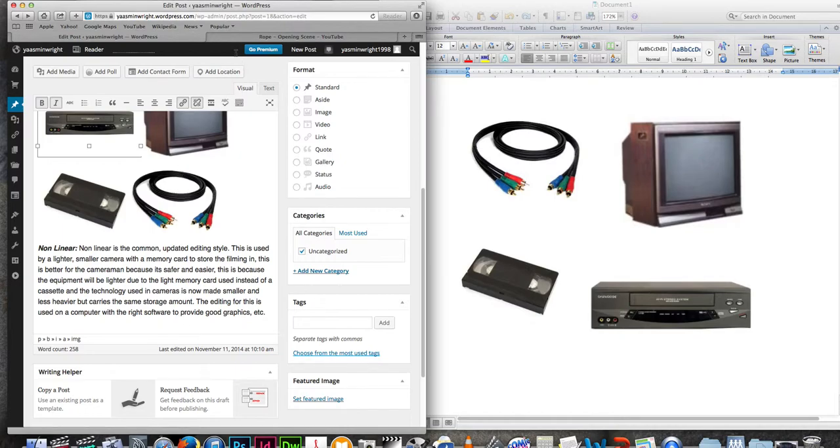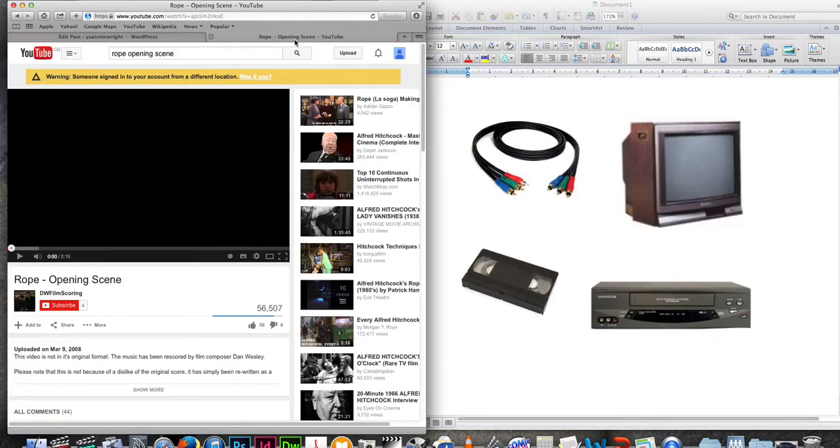Secondly, we gathered information and answered the following questions about a famous filmmaker. Our filmmaker was Alfred Hitchcock. What are they most famous for? What techniques did they feature? What was the most important technique developed? And how did they influence others?